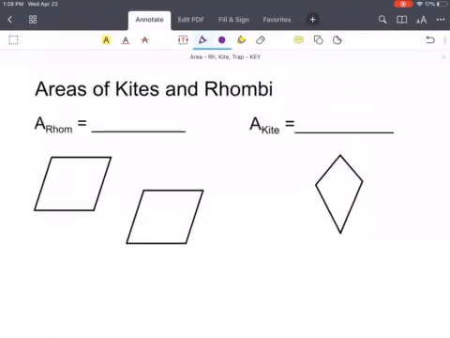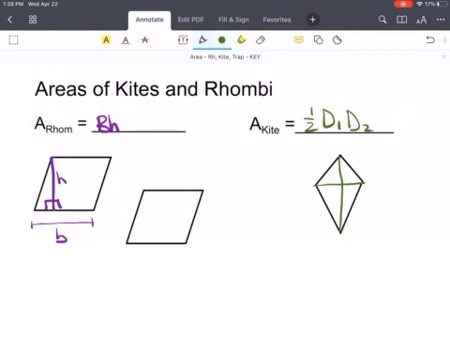Next, we're going to talk about kites and rhombi. First off, the rhombus, we know one of the formulas for the area of a rhombus because it is, as I said before, a parallelogram. So we're going to do base times height, remembering that the base and the height have to meet at a right angle. And then the other formula which will be used for both of these is 1/2 of diagonal 1 times diagonal 2. So however long the diagonals are, we multiply them together and divide by 2. So that is also going to be true for a rhombus.